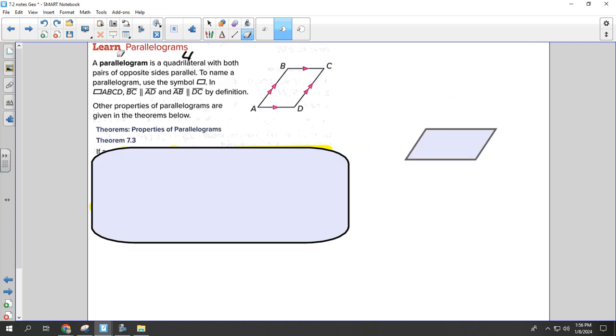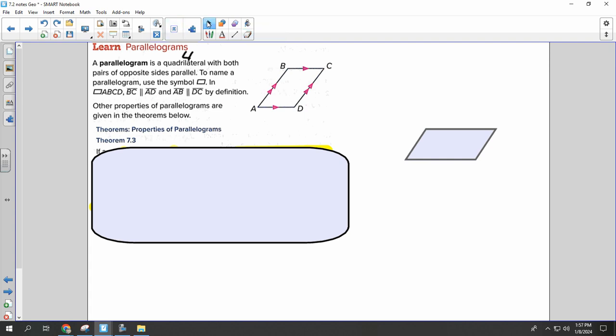Okay, so we're going to learn about parallelograms. A parallelogram is a quadrilateral with both pairs of opposite sides parallel. So, for example, here, BC is parallel to AD, and AB is parallel to DC.